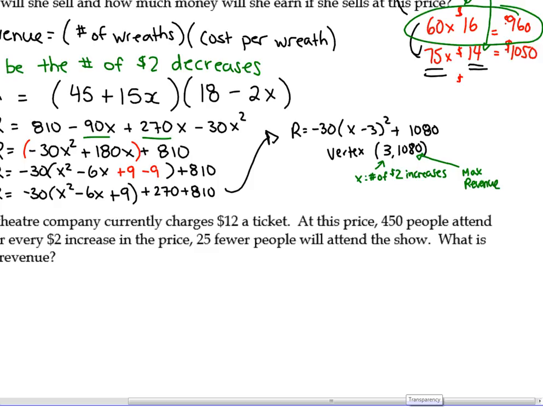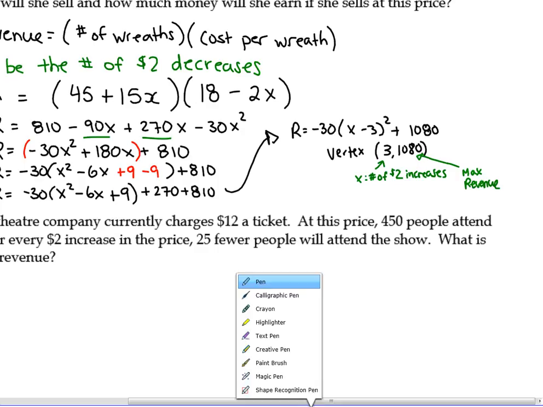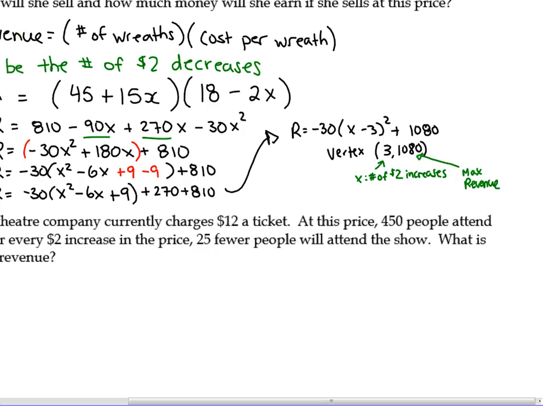I'm going to erase this part up here. Okay? There's two things I can ask you. The first thing is the cost of the wreaths. The second thing I can ask you, actually there's 4 things. I could ask you for the number of $2 increases. I could ask you for the maximum revenue. I could ask you the price of the wreath that you should sell it at, and how many wreaths you'll collect. Okay? And that's where you want to go back to your original equation up here.